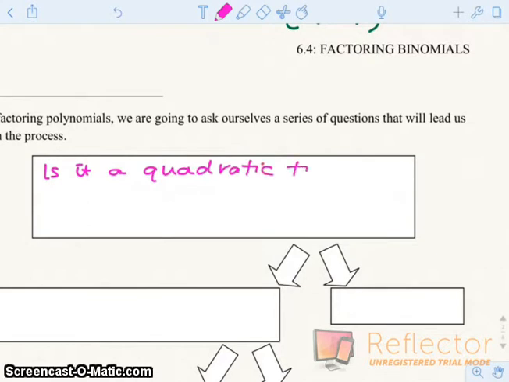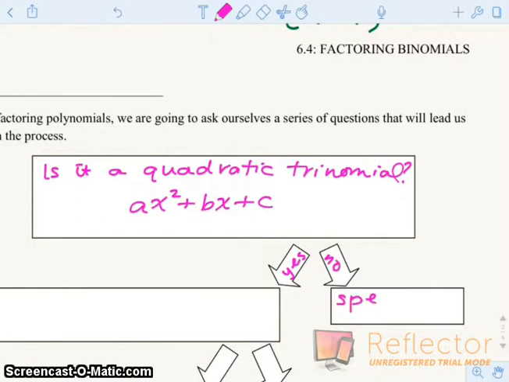If you remember, that means that it's something like this: ax squared plus bx plus c. Quadratic, meaning degree 2, trinomial, meaning 3 terms. If the answer is yes, I would go that way. If the answer is no, then it's going to be a special case.